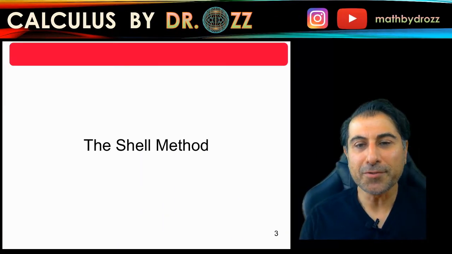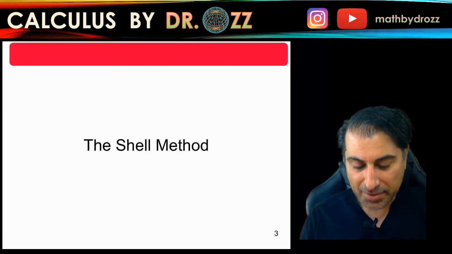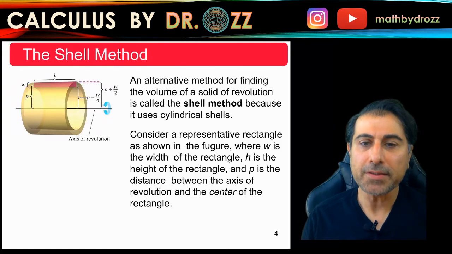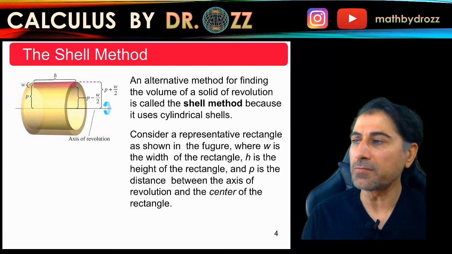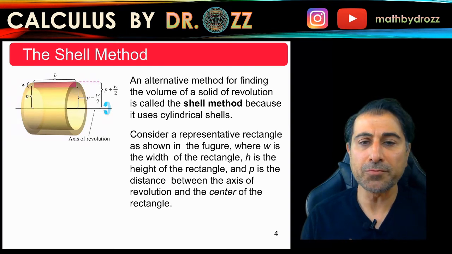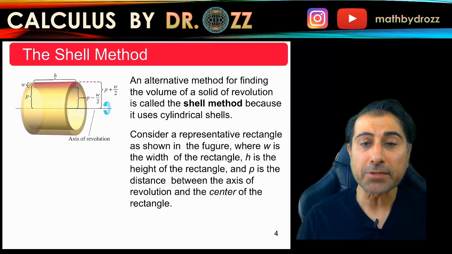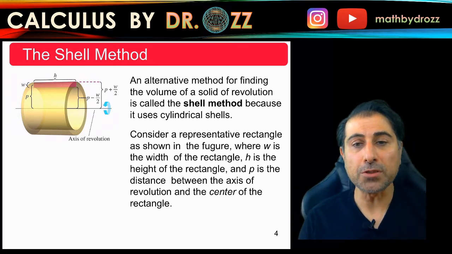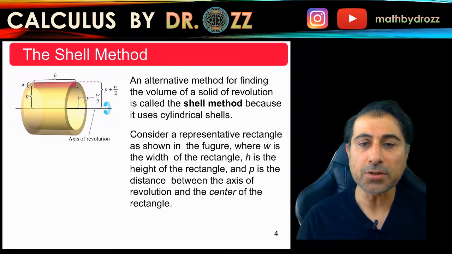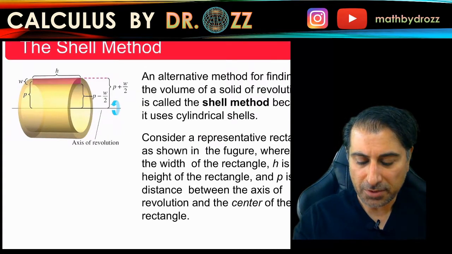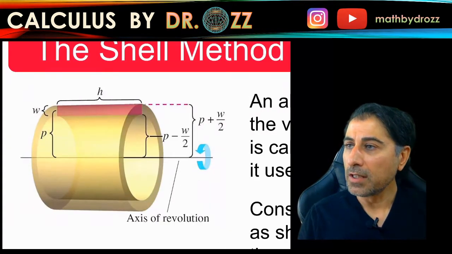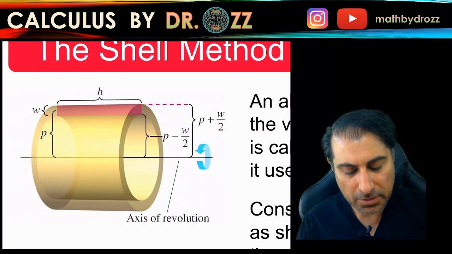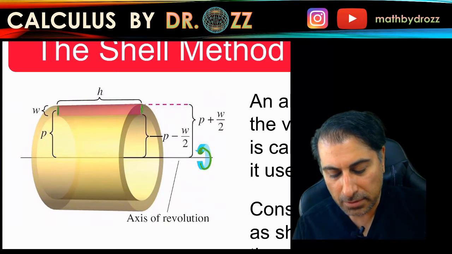All right, let me introduce you to the shell method quickly. First off, the shell method is an alternate method for finding the volume of a solid of revolution, and the name comes from the fact that we're using cylindrical shells to approximate the actual volume of the solid of revolution. So what we do here is we take a representative rectangle, and we have the axis of revolution here, as you see. And here is our rectangle, the red one.